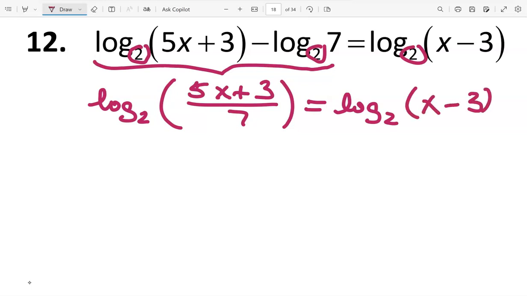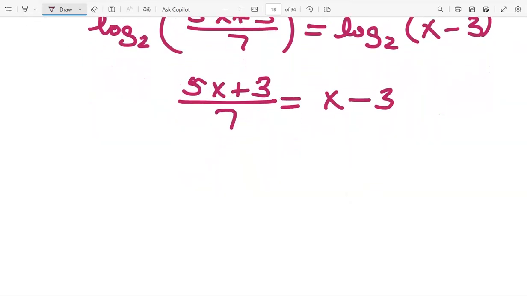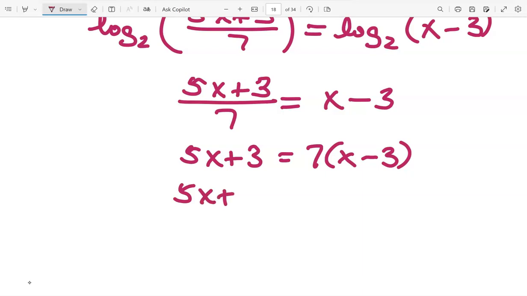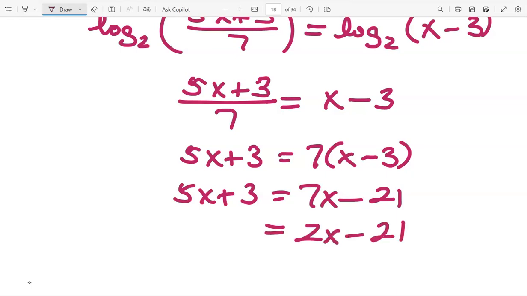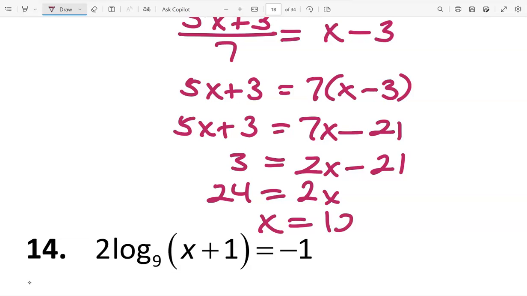And so if 2 logarithms with the same base are equal, then their arguments are equal to each other, so 5x plus 3 divided by 7 is equal to x minus 3. Multiplying both sides by 7, we get 5x plus 3 is equal to 7 times x minus 3, or 5x plus 3 is equal to 7x minus 21. Subtracting 5x, and adding 21, dividing by 2, we get a solution of x equals 12.